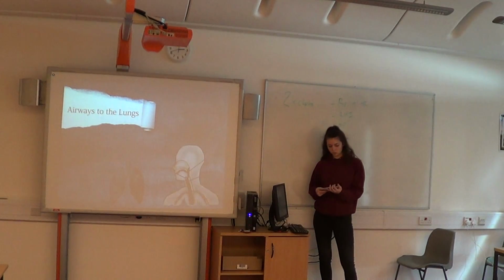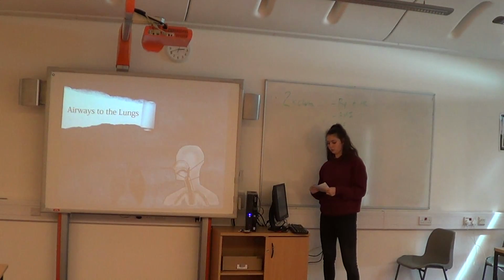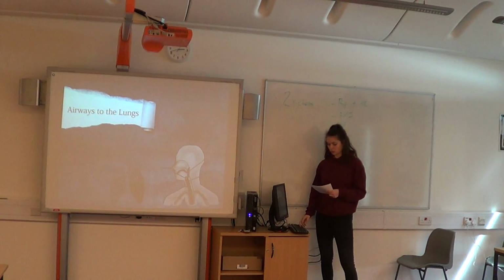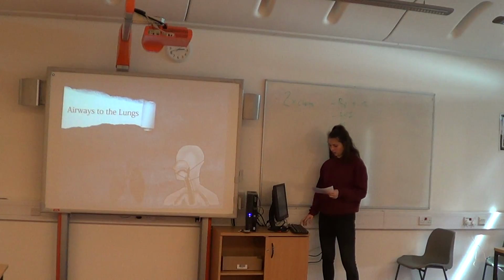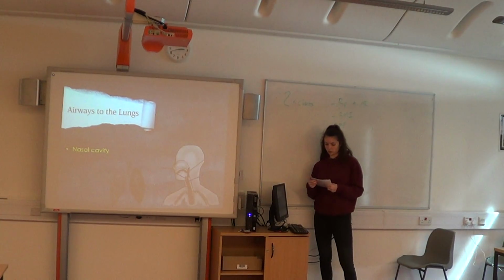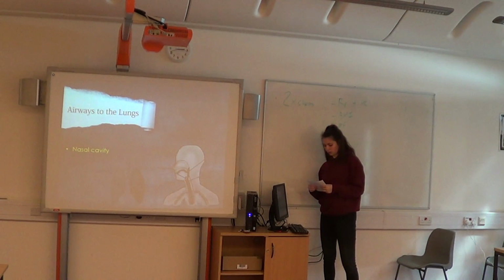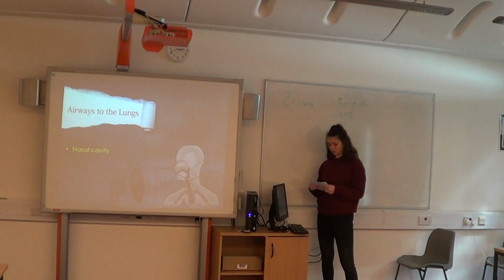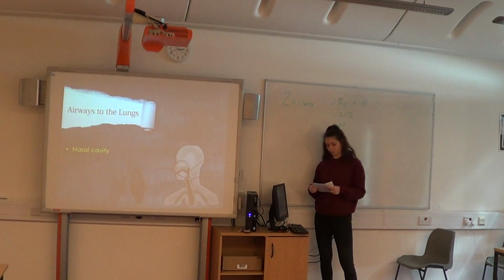So then the airways to the lungs. When we breathe in air, it will move through several airways and passages before reaching the alveoli in the lungs. So first we've got the nasal cavity, which is the only external part of the system, and it contains cilia on the inside which work to filter the air, preventing dust particles from progressing down the airway.